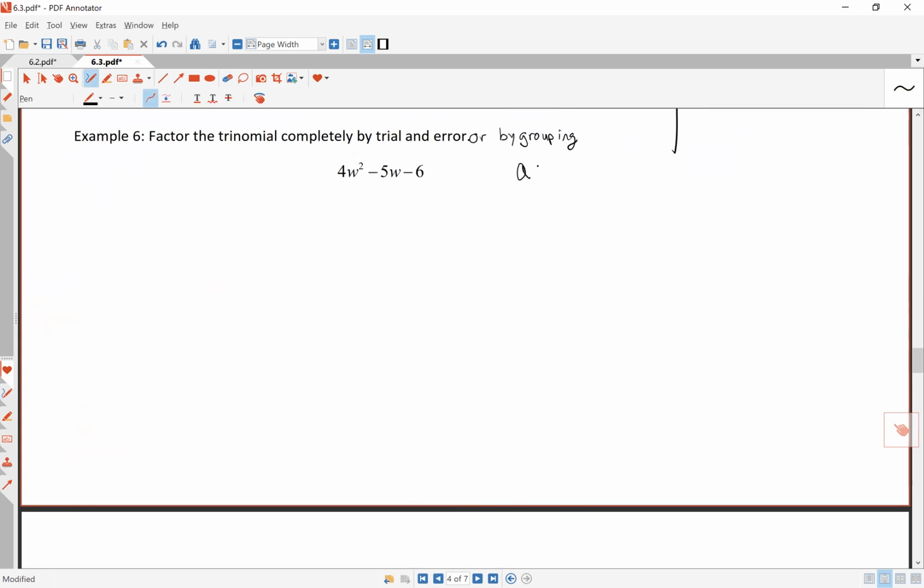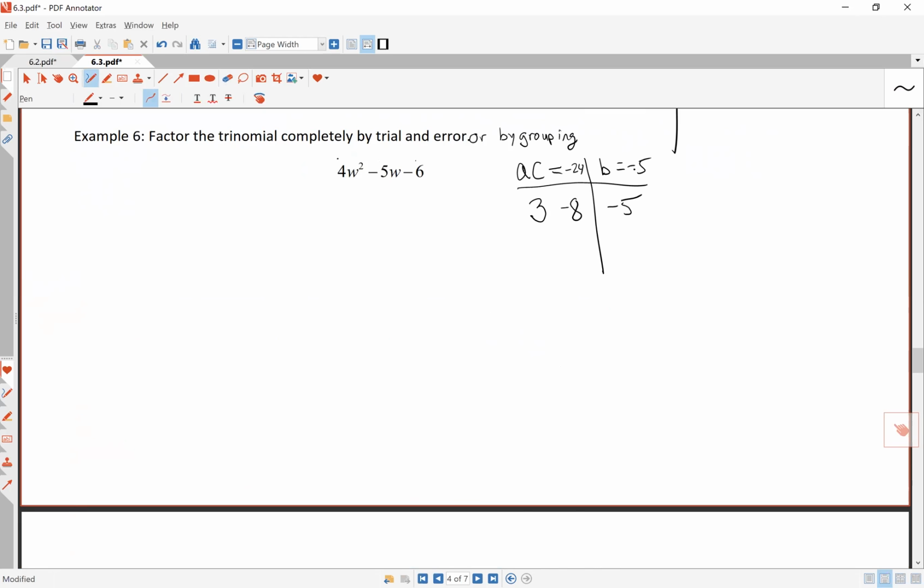In this case, I have AC that adds to B. The AC method is the grouping method. 4 times negative 6 is negative 24. That adds to negative 5. 1 and 24 doesn't work. 2 and 12. But 3 and 8 works. One needs to be negative and needs to add to negative 5. So we need the negative on the larger one, and then we get negative 5.